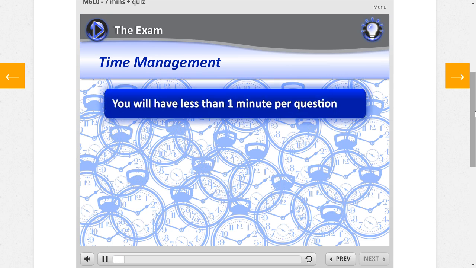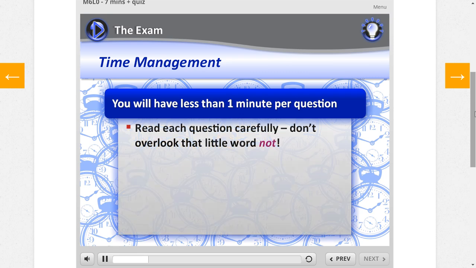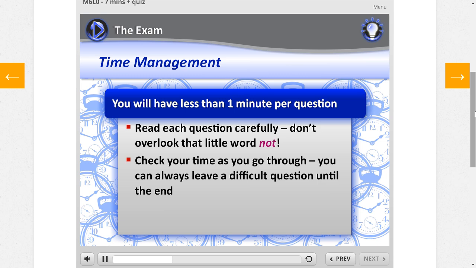In the exam, you have just 40 minutes to do 50 questions, so you must manage your time carefully. Read each question carefully. Don't overlook that little word "not." Check your time as you go through. Don't spend too long on one question. Remember, you can always leave the most challenging question and come back to it during the exam. Feedback from successful candidates suggests that very few people run out of time in the exam, but you still need to manage your time carefully. You also need to consider whether to go back and review your answers. Some people find that they change right answers for wrong answers when they read a question for a second time. You must make your own choice here.